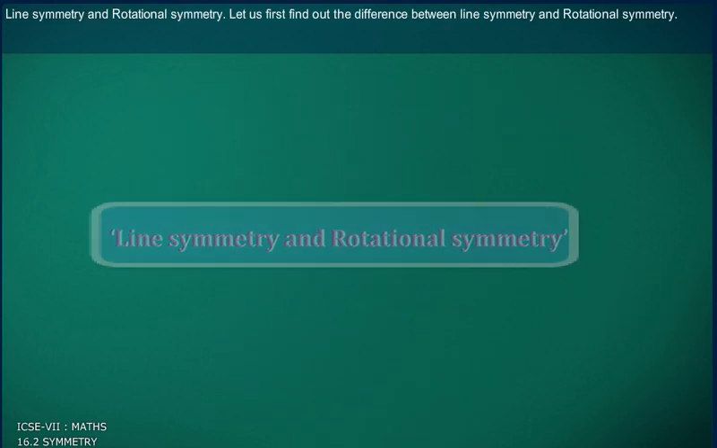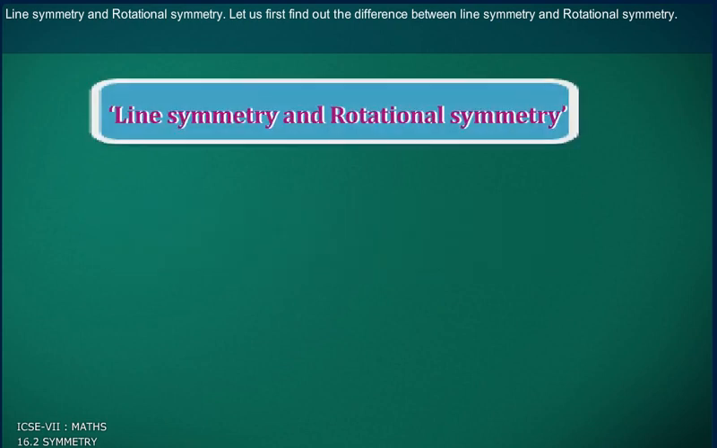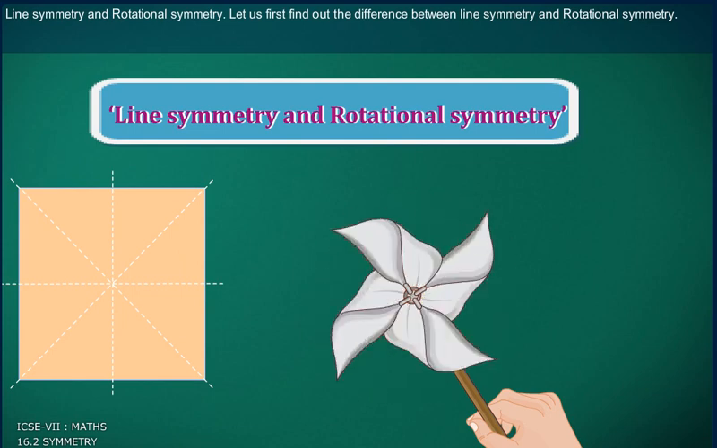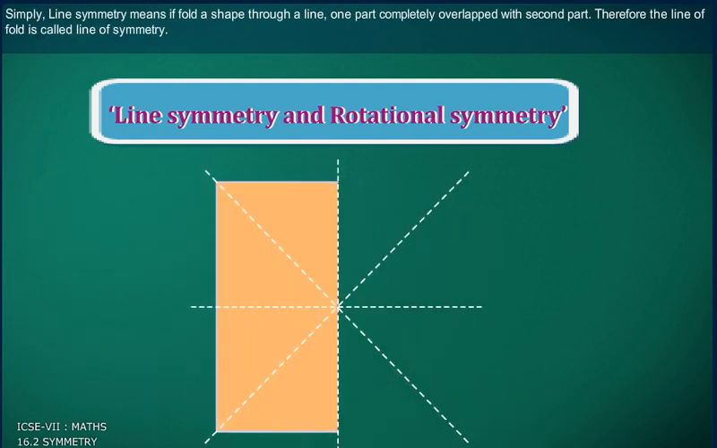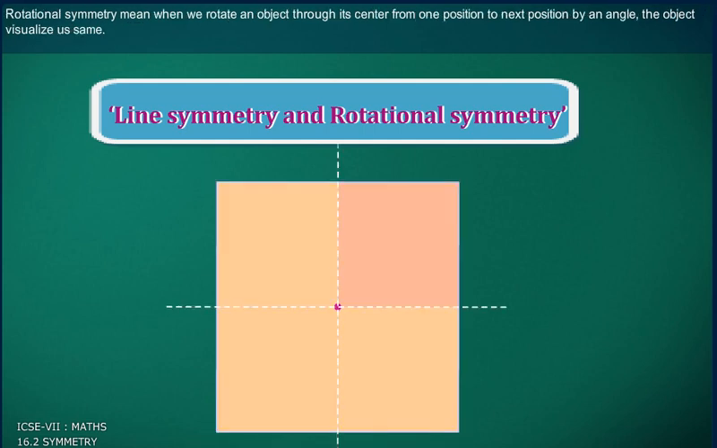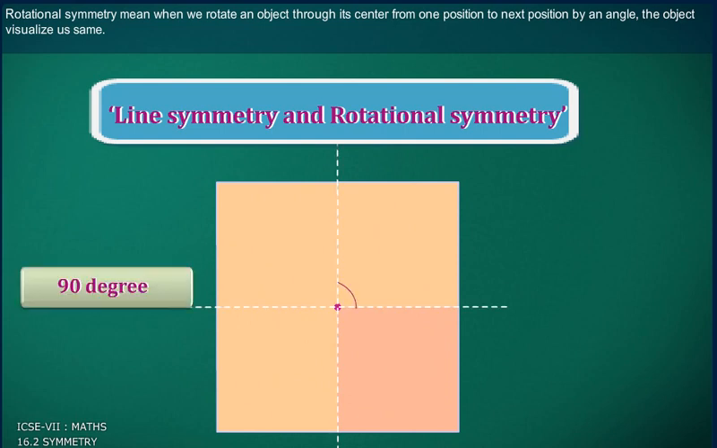Line symmetry and rotational symmetry. Let us first find out the difference between line symmetry and rotational symmetry. Simply, line symmetry means if we fold a shape through a line, one part completely overlaps with the second part. Therefore, the line of fold is called the line of symmetry. Rotational symmetry means when we rotate an object through its center from one position to the next position by an angle, the object looks the same.